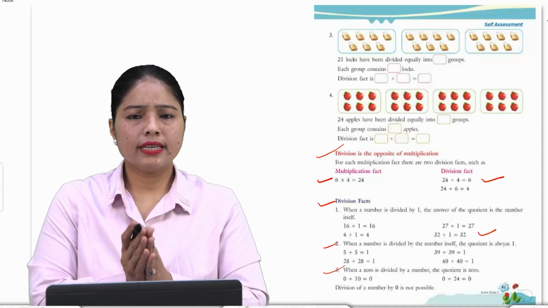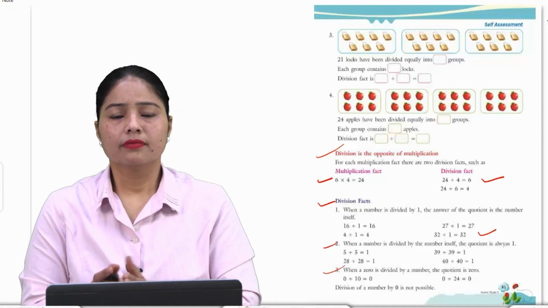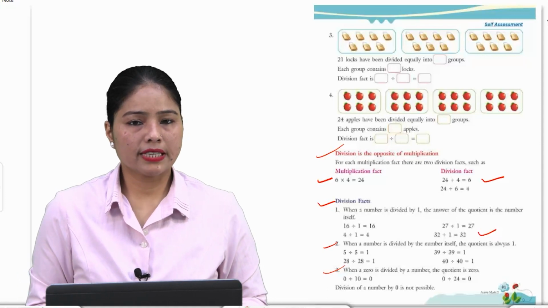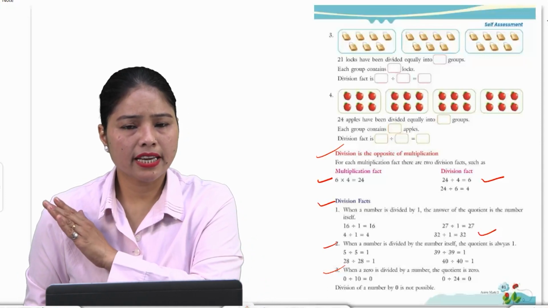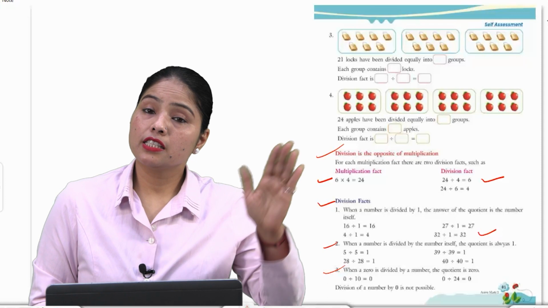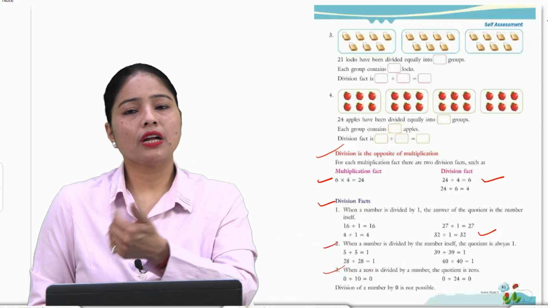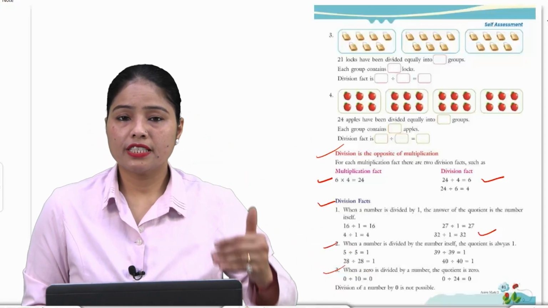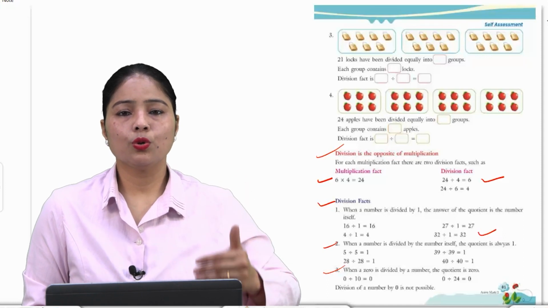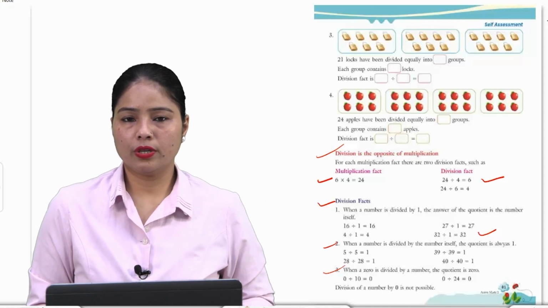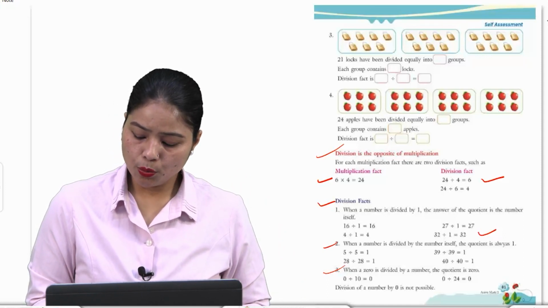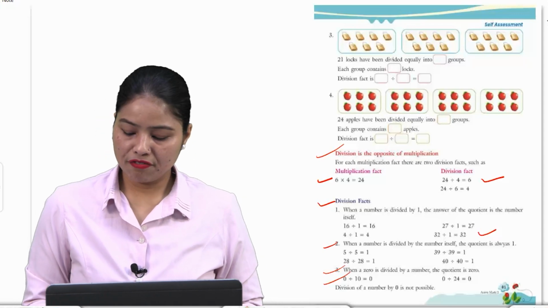When a 0 is divided by a number, the quotient is 0. Just like 0 divided by 10, you will get 0, and 0 divided by 24, again 0. So division of a number by 0 is not possible. Okay, so just do practice of all these division facts, beta.